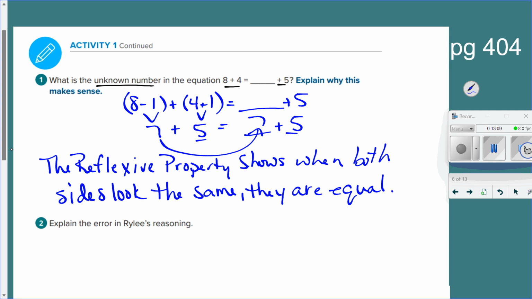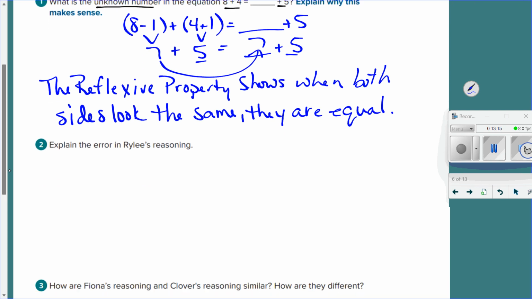Does it make sense for you now? Yes. Okay. So we already talked about it real quickly. Let's put it in writing. We looked at Riley's reasoning. What did she do wrong? She just kept on going. She thought it was a full equation, not a comparison.